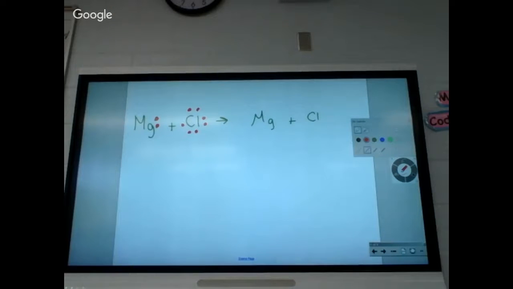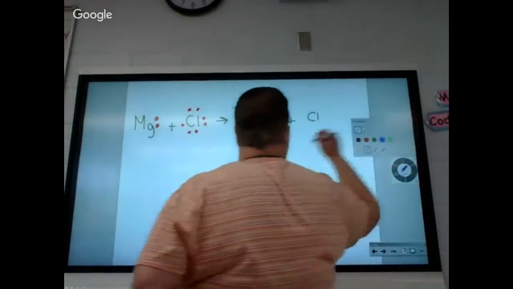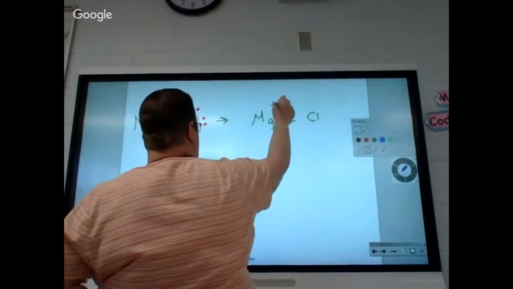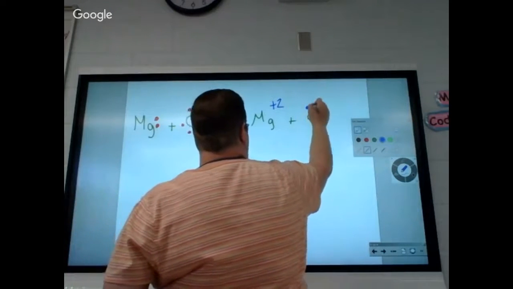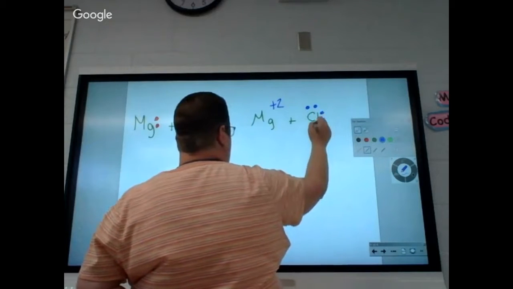All right, so if we look at that, what's going on? That's going to be 7. Cl wants to get one, and then Mg wants to lose them. Can Mg only lose 1? No, they're not there yet. So is Mg going to gain them? Mg has to do what to be happy? Lose 2. So if it loses 2, what's its oxidation number? Plus 2. How many is chlorine going to gain? One. So it now has how many? 8.